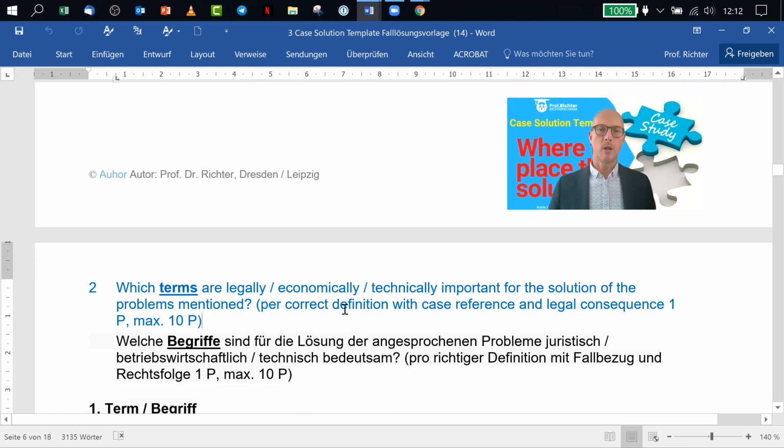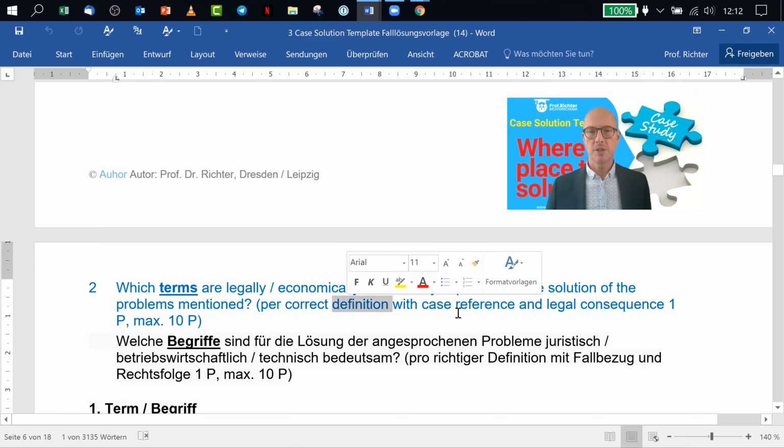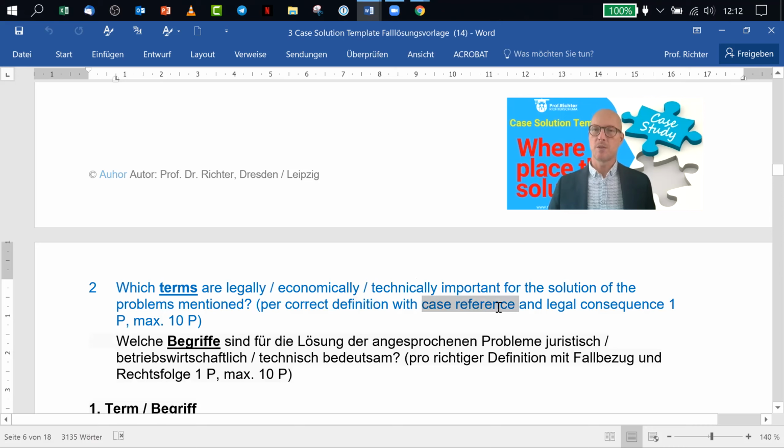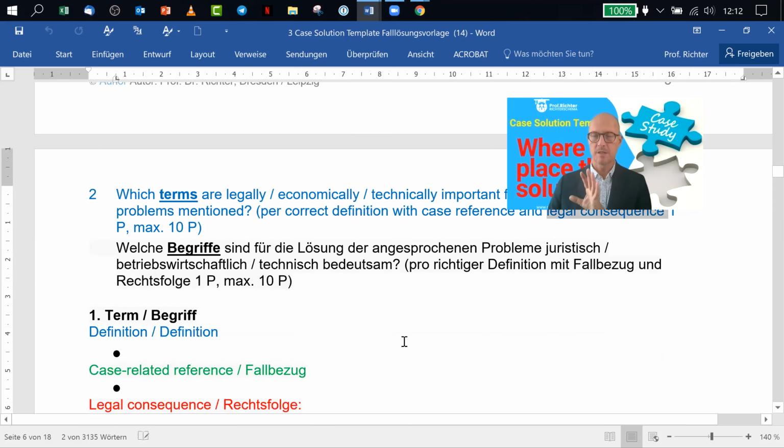And I always want you to give me a definition. The definition is neutral; it doesn't have anything to do with the case. But then the second part is I want you to give me an explanation of why there's a case reference and a legal consequence. If you do this completely, it always gives you 1 point, and I need 10 terms. And you always start with the general terms. For example, you first give me the goal.